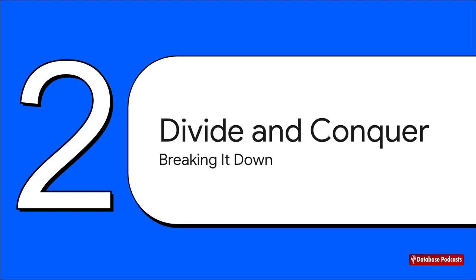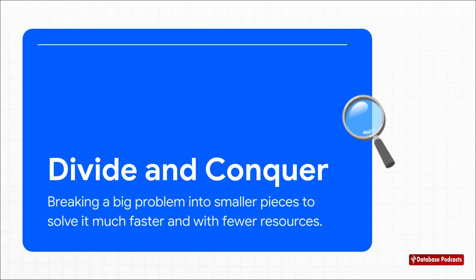All right, so you've got your model, but what happens when that model shows you that the problem is just massive? I mean, how on earth do you even begin to tackle something that has millions or even billions of moving parts? Well, the answer is a classic strategy, and it's called divide and conquer.